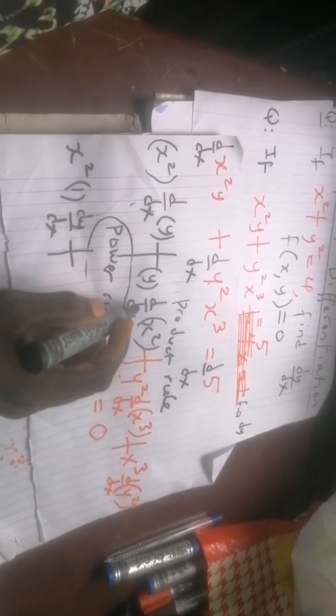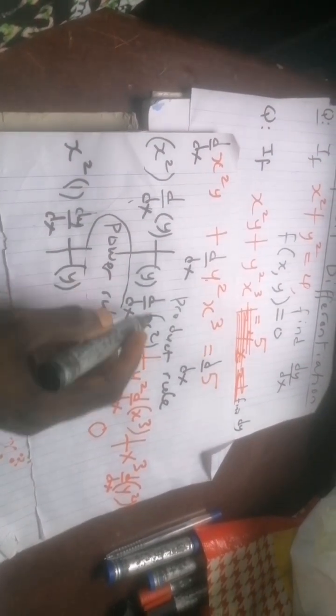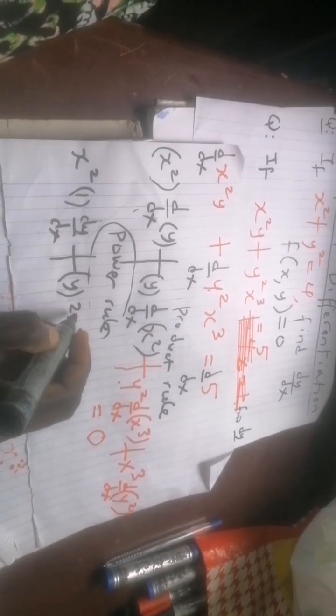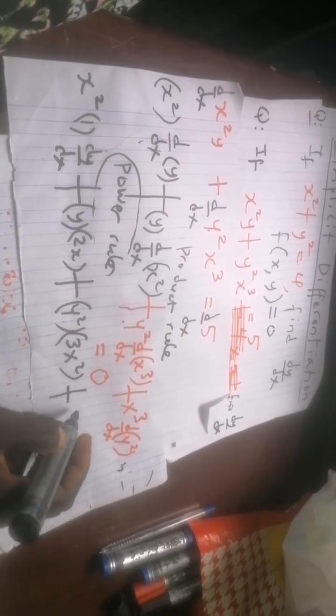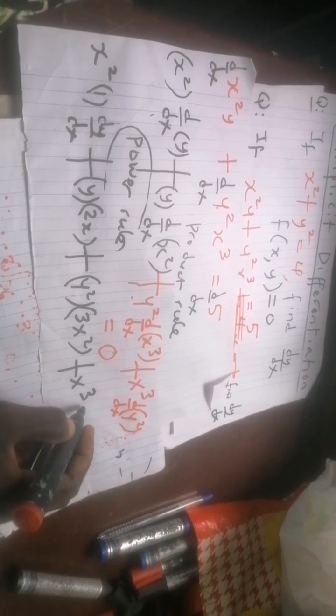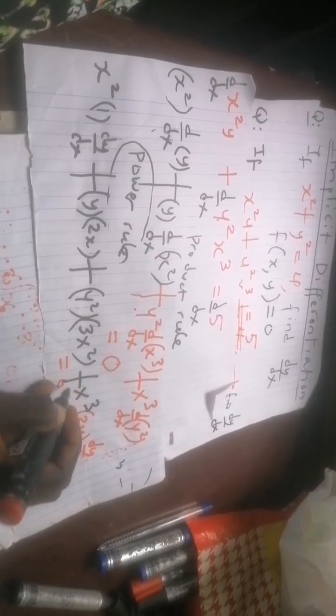Let me continue. The next one is y. Now, if you differentiate x squared using the power rule, you get 2x. I think that part is clear. Then plus, this one is y squared. If you differentiate x cubed using the power rule, you get 3x squared. I've explained that before. Then finally we have x cubed. If you differentiate y squared using the power rule, you get 2y. But remember that x cannot differentiate y directly, so I'm going to put dy dx. Because x cannot differentiate y directly, you put dy dx when you're done with the power rule. So everything is equal to 0.